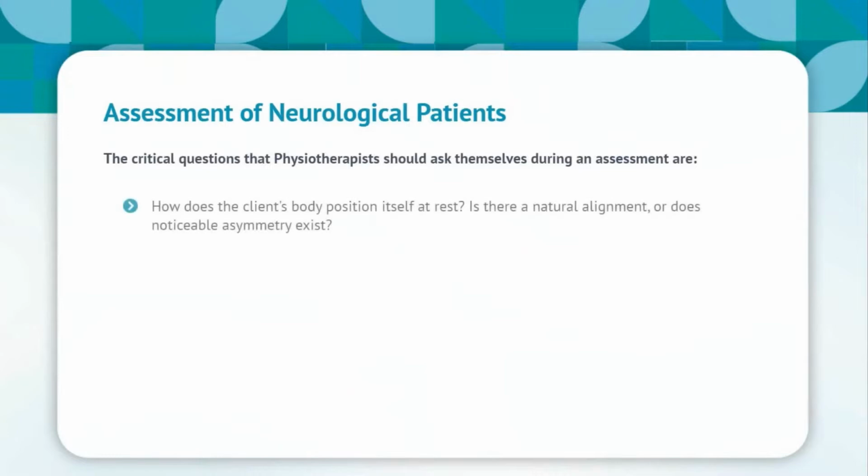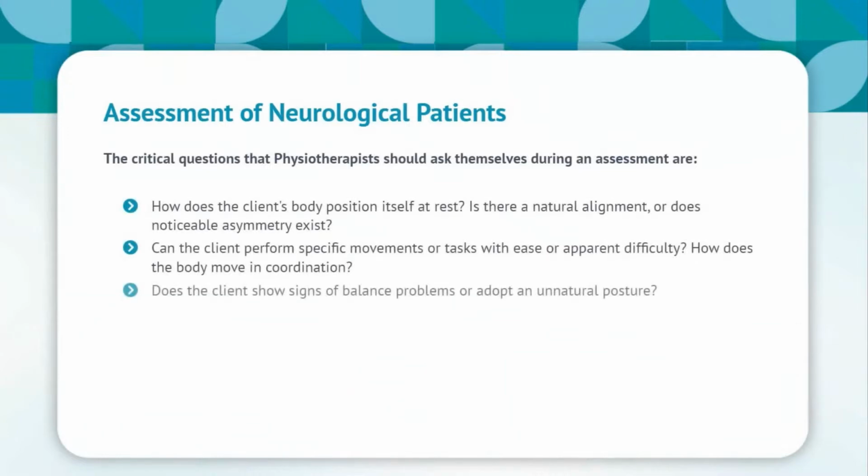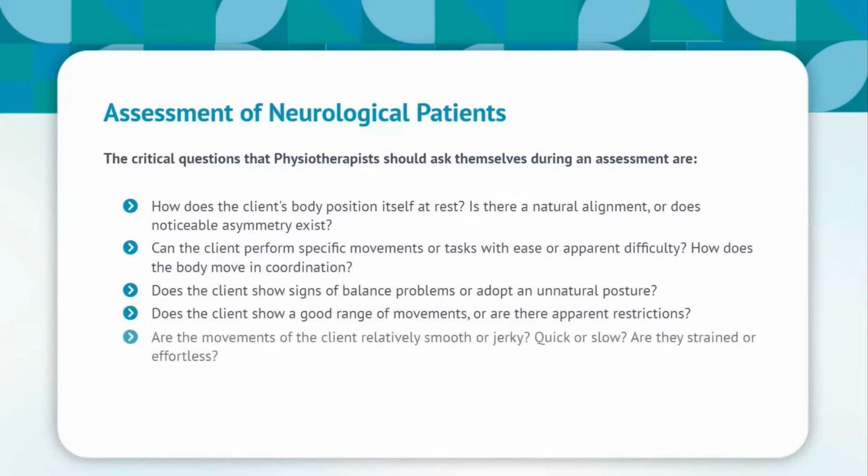The critical questions that physiotherapists should ask themselves during an assessment are: how does the client's body position itself at rest? Is there a natural alignment, or does noticeable asymmetry exist? Can the client perform specific movements or tasks with ease or apparent difficulty? How does the body move in coordination? Does the client show signs of balance problems or adopt an unnatural posture? Does the client show a good range of movements, or are there apparent restrictions? Are the movements of the client relatively smooth or jerky, quick or slow? Are they strained or effortless?